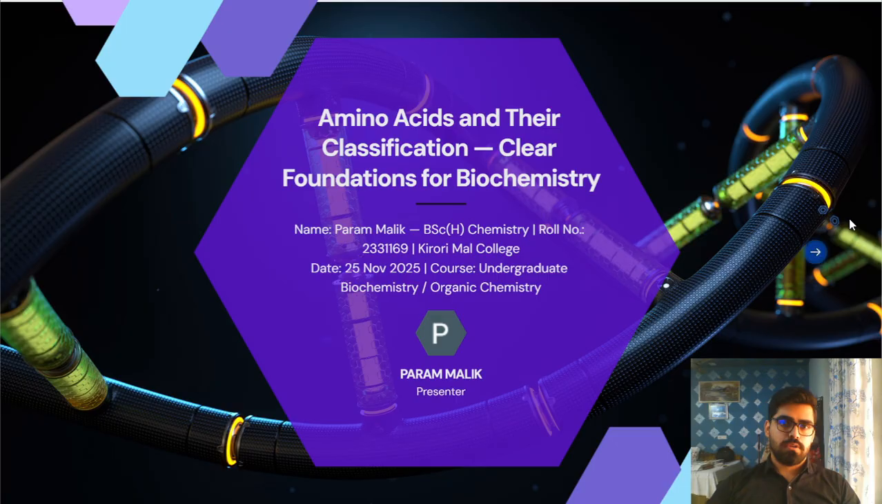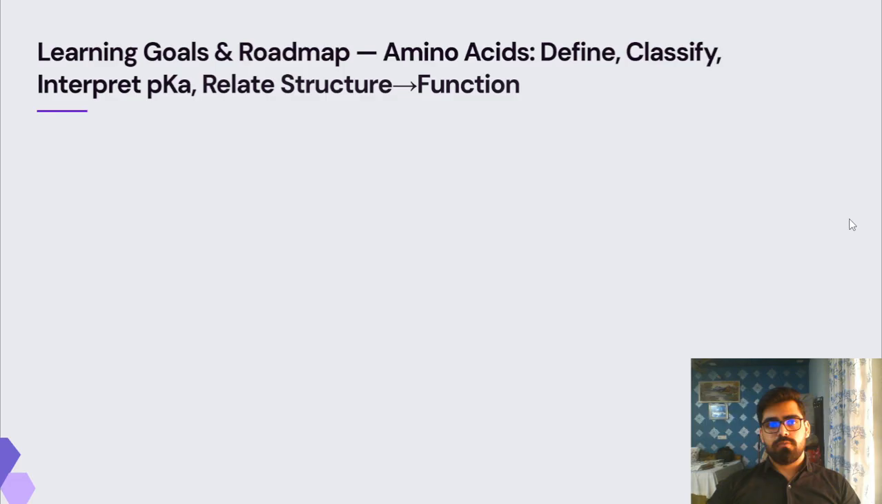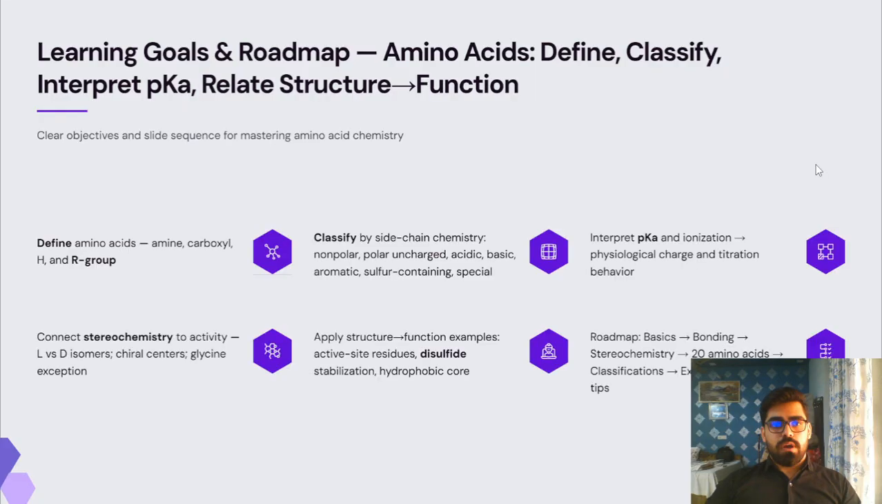So before starting the topic, we should have a clear roadmap in our mind for what we have to study in order to have a mastery on the topic of amino acids. We should be able to define amino acids, what are amines, the carboxyl groups, the side chains. We should understand the topics of non-polar, polarity, acidic, basic, the aromatic compounds, and also we should be able to interpret pKa and ionization. So L versus D isomers, or we can say levo versus dextro rotatory isomers. We should have a basic understanding of these topics.